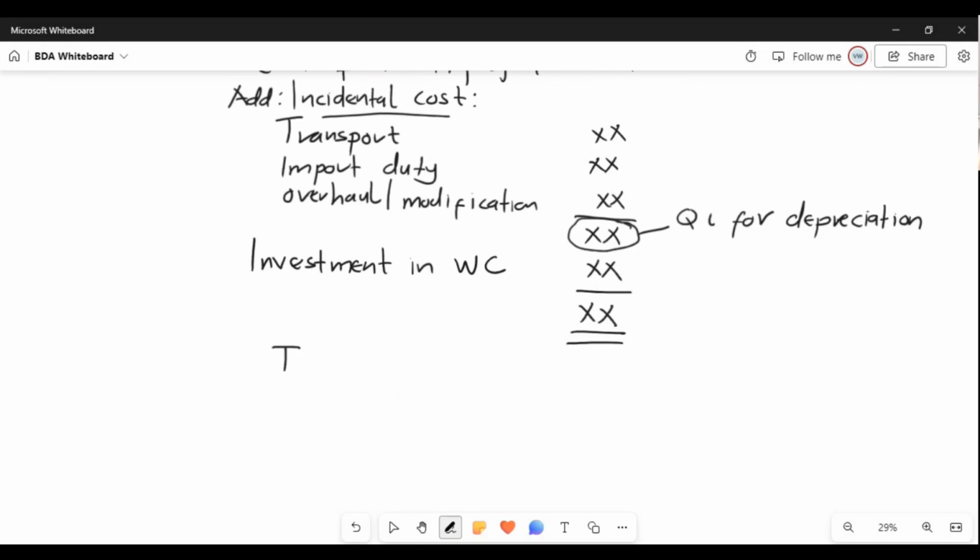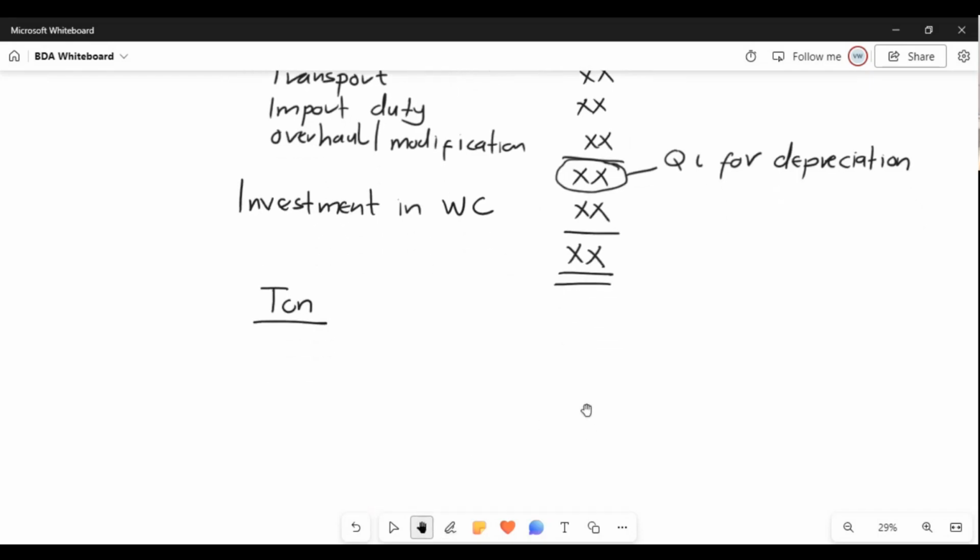Then the second type of cash flow we have is the terminal cash flow. The terminal cash flow is the cash flow at the end of the asset's useful life. So that if an asset has a life of 5 years, then my terminal cash flow will be at the end of year 5. If my asset has a life of 6 years, then my terminal cash flow will be at the end of year 6.